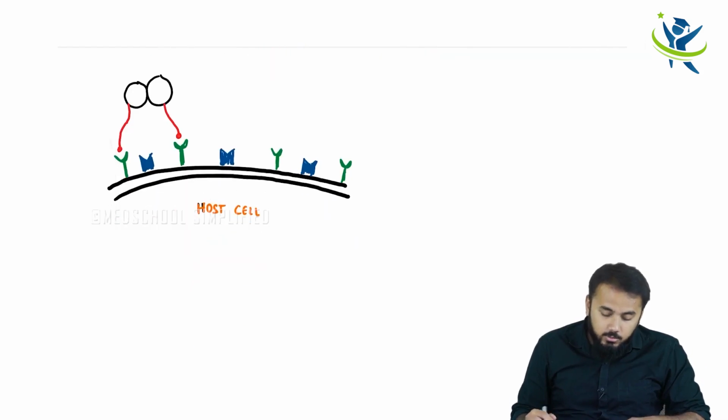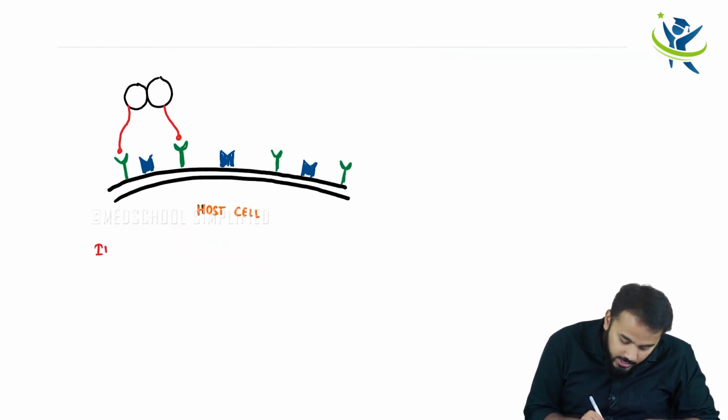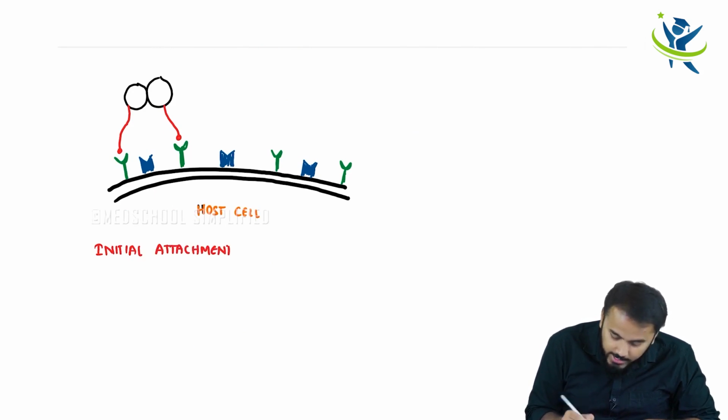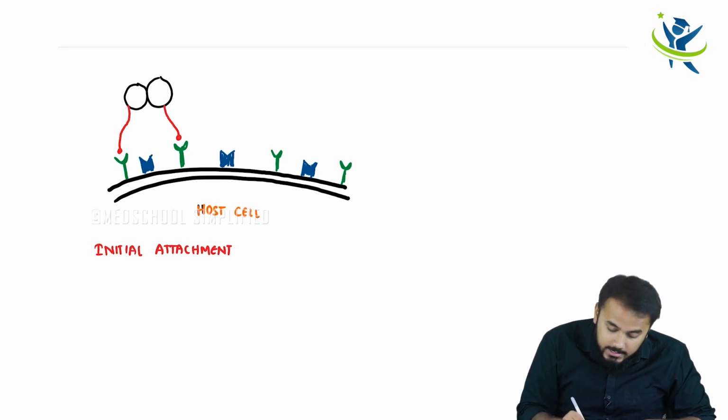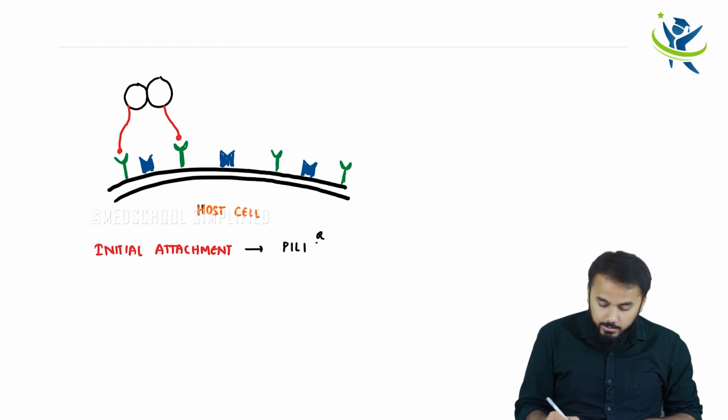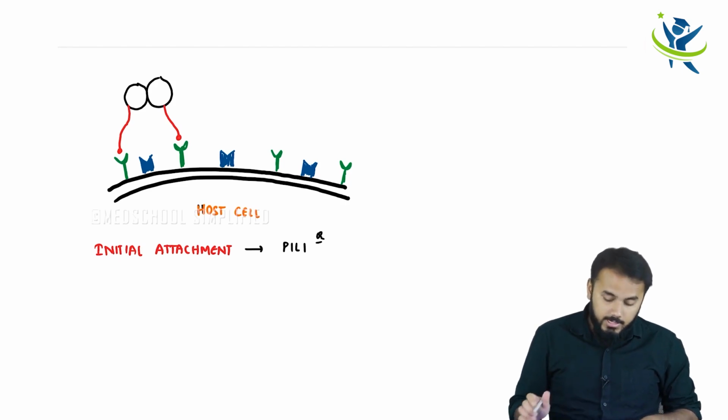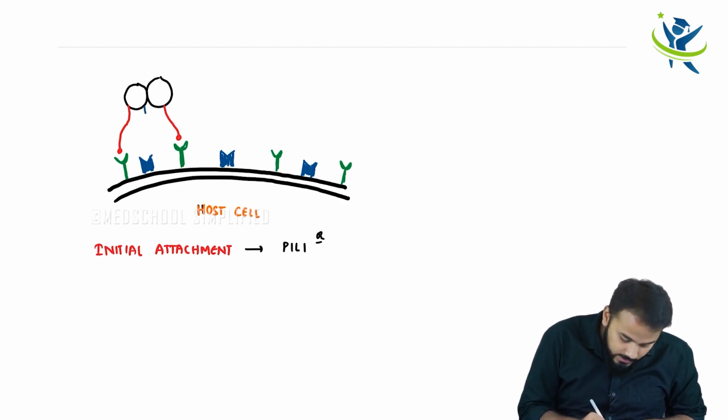So if I ask you, initial attachment on the host cell is done by what? It is done by pili. This is an important question. Next important thing is that obviously they also have this structure that is coming out anyways.